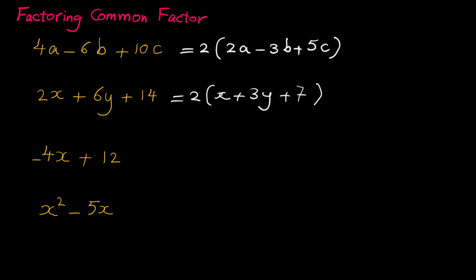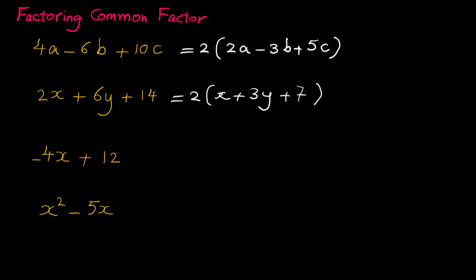Look at the next example. Negative 4x plus 12. We have a negative 4 and a 12 as the numbers. What is the common factor between negative 4 and 12? Yes, the common factor is 4 or negative 4. It's up to you to factor 4 or negative 4. I will show you both methods here. Let's start with factoring just 4.